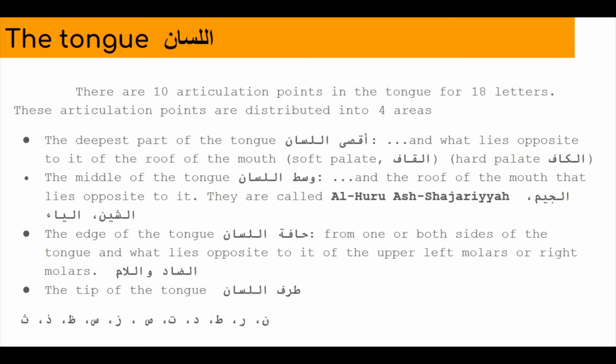Secondly, from the middle of the tongue, wasatul lisan, with what lies opposite to it of the roof of the mouth, we have 3 letters coming out from there, and that is al-jim, al-shin, wal-ya. These letters are referred to as hurufu al-shajariyya. They are being pronounced from the middle of the tongue because they are articulated from the center or middle of the tongue.